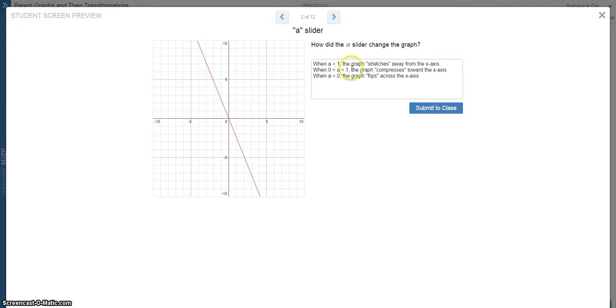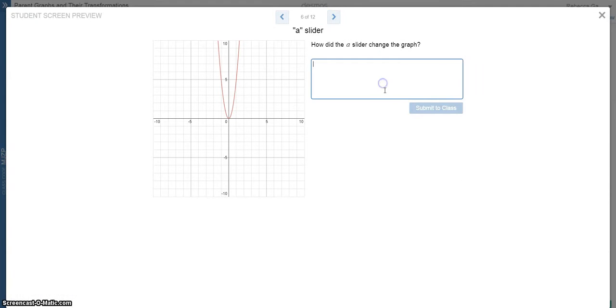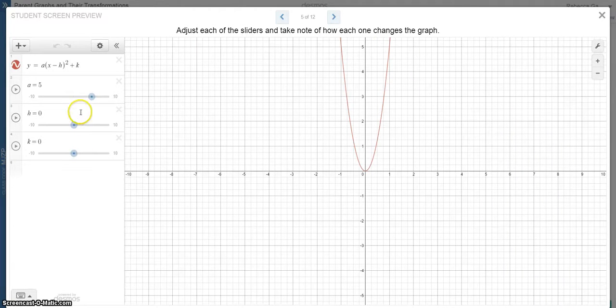When A is greater than 1, the graph stretches away from the x-axis. Well, that looks pretty good. I'm actually just going to copy that so I can put it in these notes. Looks good. Okay, next I want to do the same thing that we talked about last time. We did greater than 1, and then we did between 0 and 1.